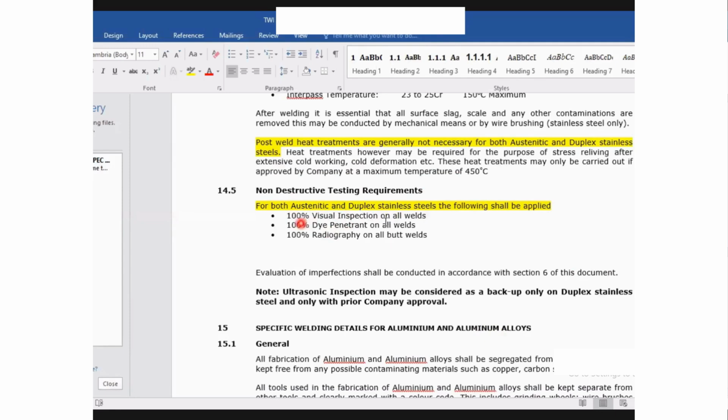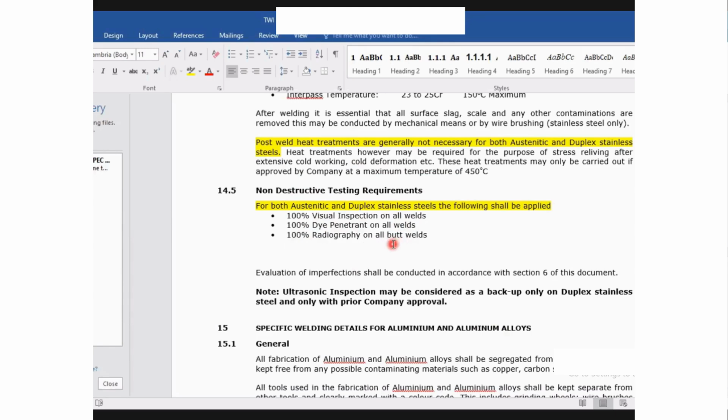100% visual on all weld. All weld here, talking about fillet weld, butt weld. The same thing goes for dye penetrant. All weld here means fillet weld, butt weld, right? But RT only applies to butt weld only.